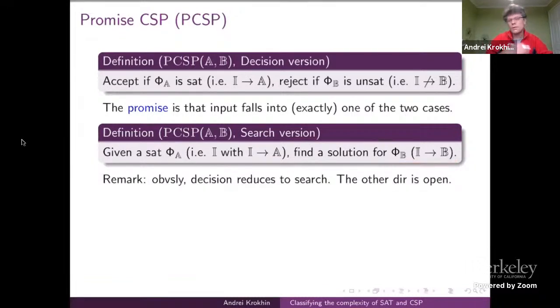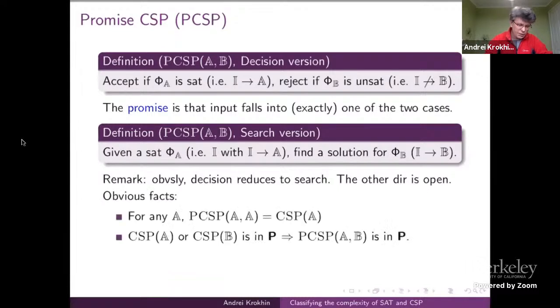So there is a reduction from decision to search, but the other direction is open. And this problem, PCSP for A and B, is a generalization of CSP of A, because if A and B are equal, then what you get is just CSP of A. So it's a vast generalization.